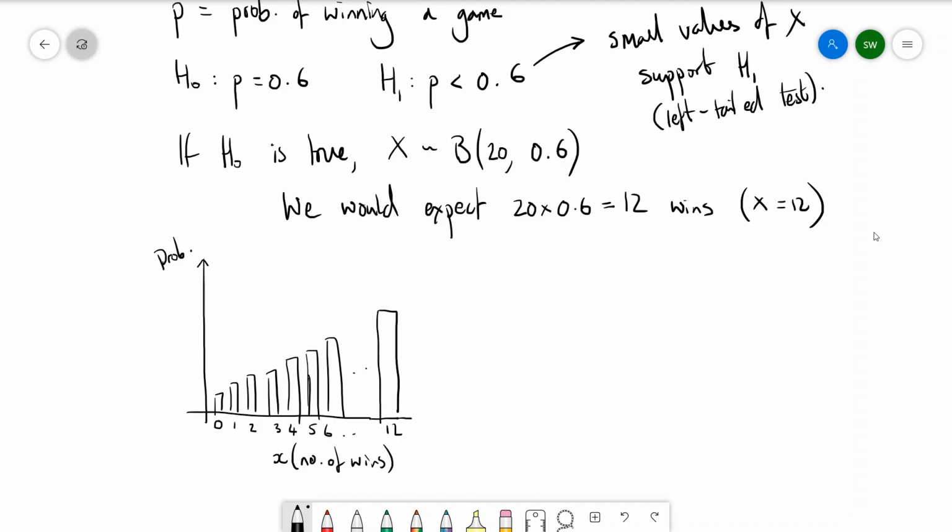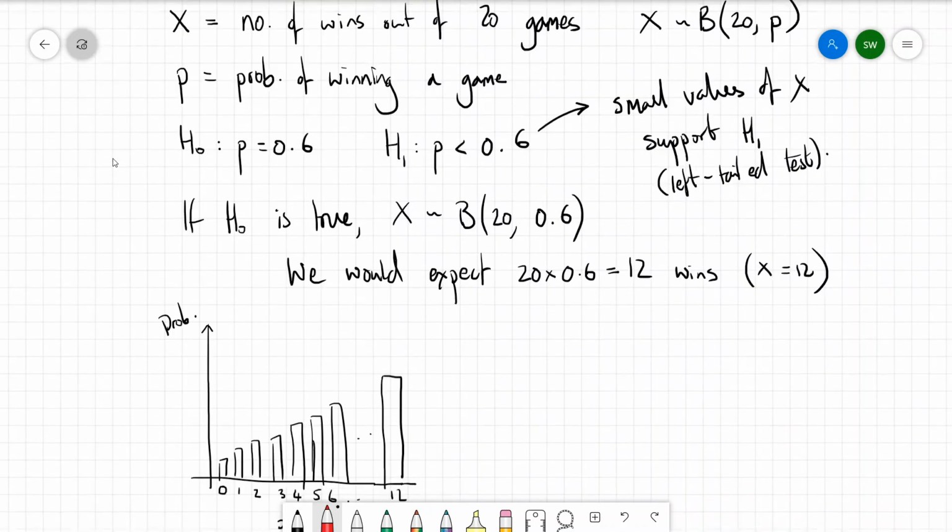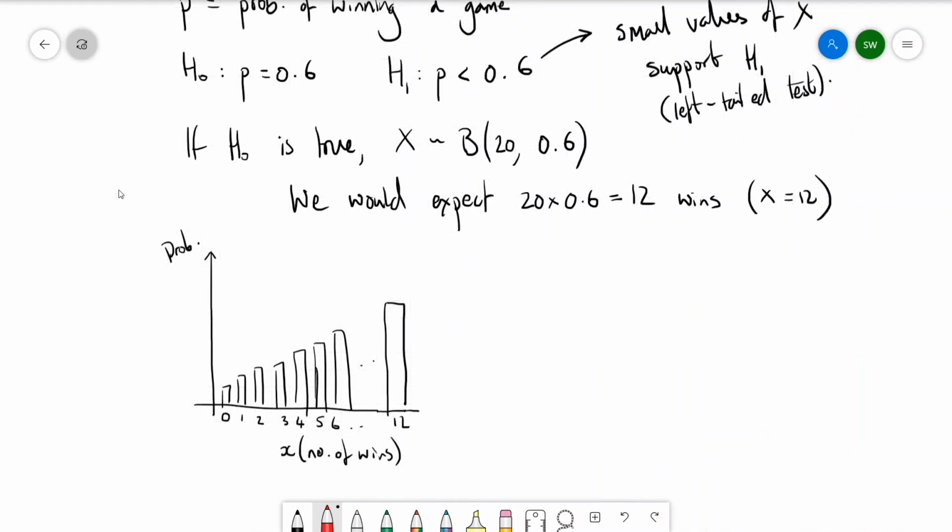This distribution, this bar chart doesn't need to be accurate. I'm just drawing it to try and help us think about this critical region. So what we want to do is find out what values of X are in the left 5% of the distribution. So we're just going to do a bit of trial and error and try a certain value of X.